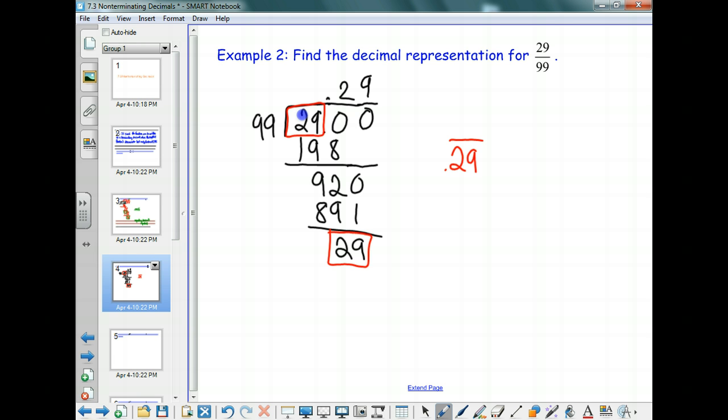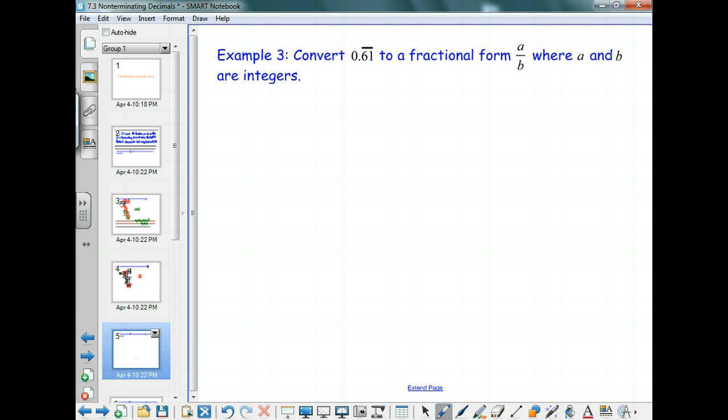But if we need to know how to change it into a decimal, we also need to be able to change a repeating decimal back into a fraction, which is what we're going to do next. Okay. So we have this decimal that is 6, 1, and the whole 6 and the 1 are repeating. The bars are over the 6 and the 1 combined. And we're going to turn this into a fractional form, a over b, where a and b are integers. Okay, so far so good? The point is turn it back into a fraction.